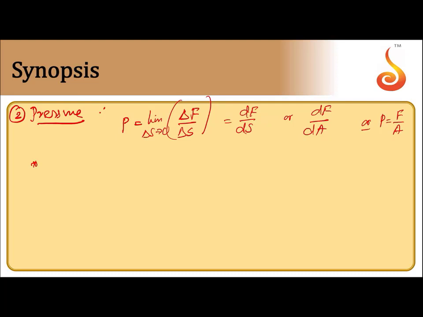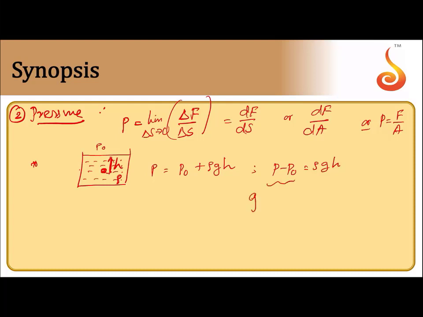Here are a couple of important points. Let us consider a liquid and atmospheric pressure is P naught, the exposed part is at pressure P naught. Consider a point which is at a depth h, the density of the liquid being rho. Then the pressure at this depth is given by P is equal to P naught plus rho g h. P naught is the atmospheric pressure and P minus P naught, which is rho g h, is known as gauge pressure, the excess pressure over the atmosphere.